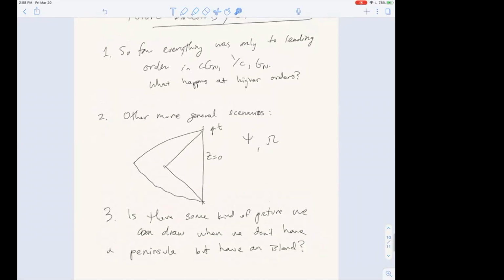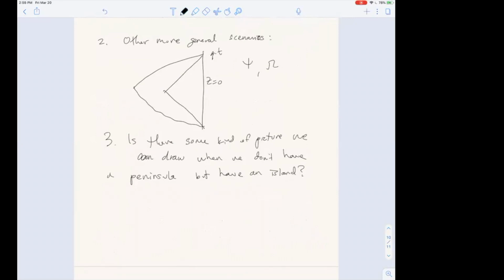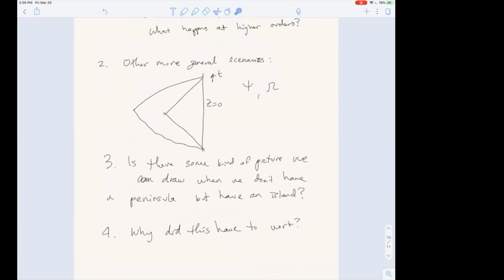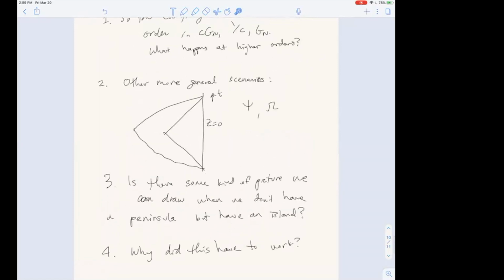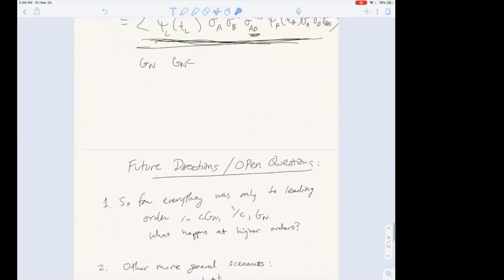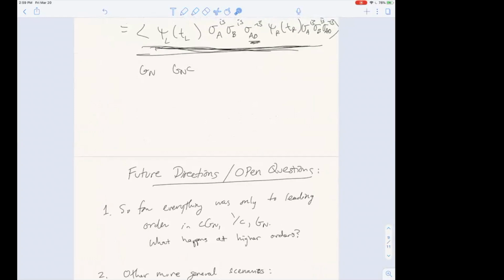And then finally, is there an argument from the boundary for why this had to work? Right now, it seems a bit like an accident, but it's possible that there's a nice quantum information explanation for why this whole protocol was the thing that produced the right amount of negative energy. Okay, that's I think all I want to say. And yeah.